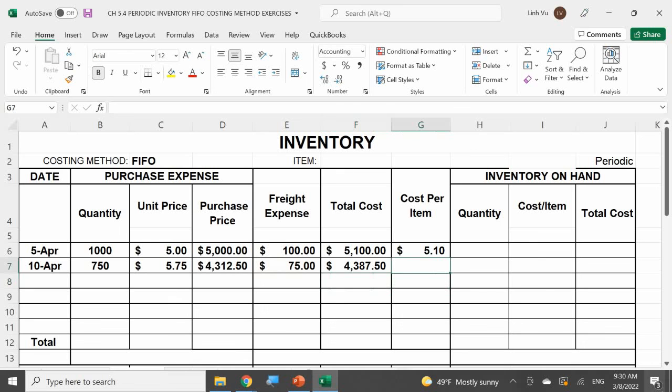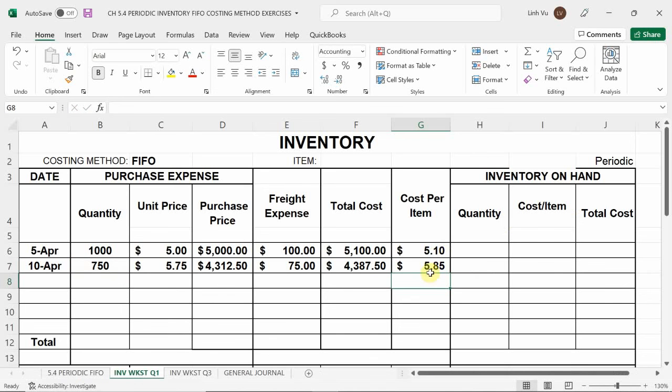$4,387.50. Now, I need to solve for my cost per item because I'm using FIFO. I need to know what my second batch, how much it's going to cost me per item. So when I do end up selling my second batch of inventory, I know how much it's going to cost me. So in this case, total cost divided by quantity. Okay. Did anybody solve for that already? $5.85.